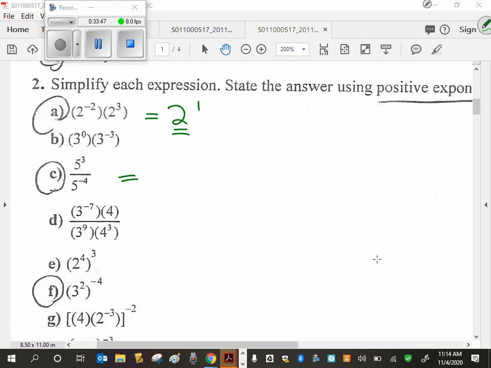C, this is how you did it in grade 7 and 8. You did top, 3, subtract, bottom, negative 4. What's 3 subtract negative 4? So keep the base and subtract exponents. 3 subtract negative 4 equals 7. It does not say evaluate, so that's good enough. Full marks. It says positive exponents. That's a positive exponent. Or now, you might find it easier to do it this way.